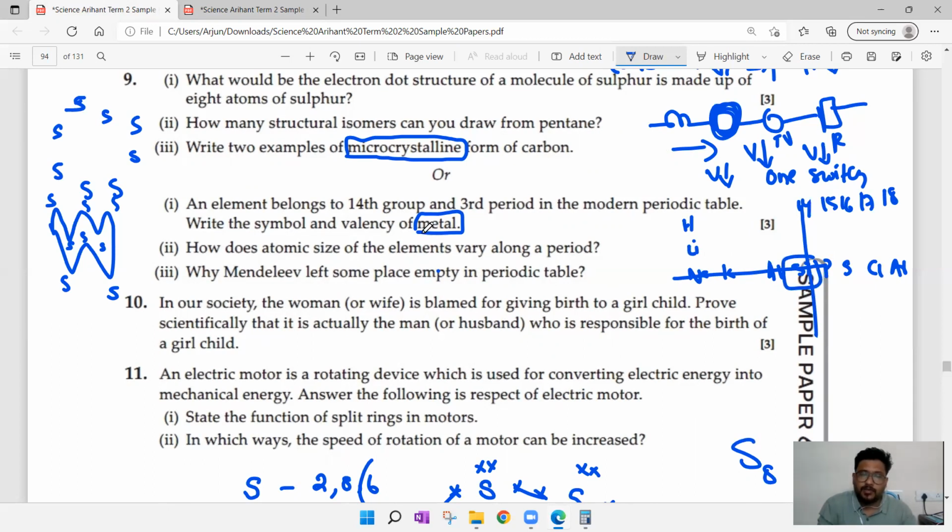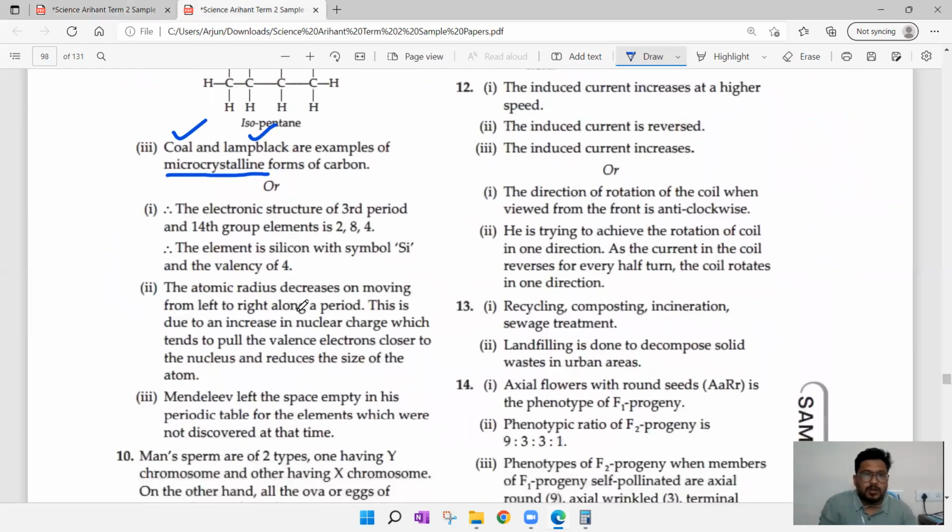So they are asking, of course, that is a metalloid. Write the symbol. Symbol is Si. Valency. What is the valency of silicon? It is 1, 2, 3, 4. So valency of silicon is 4. So you can see, the element is silicon with the symbol Si and valency 4.